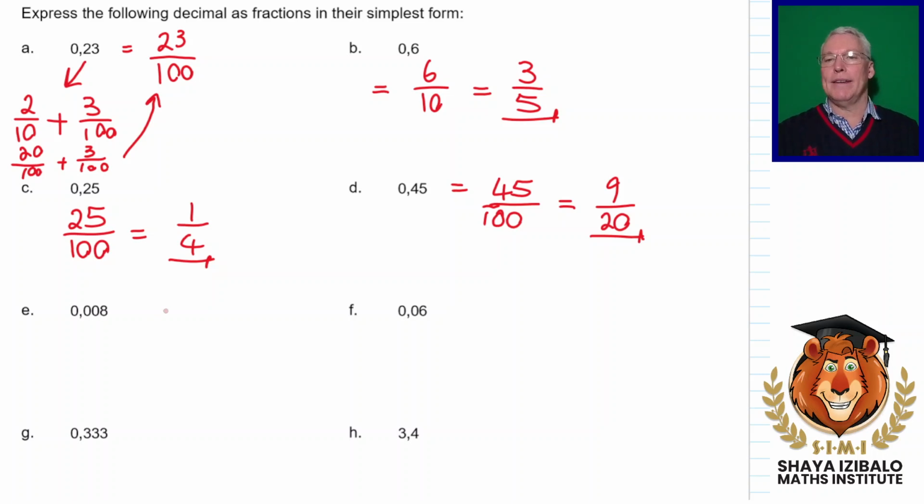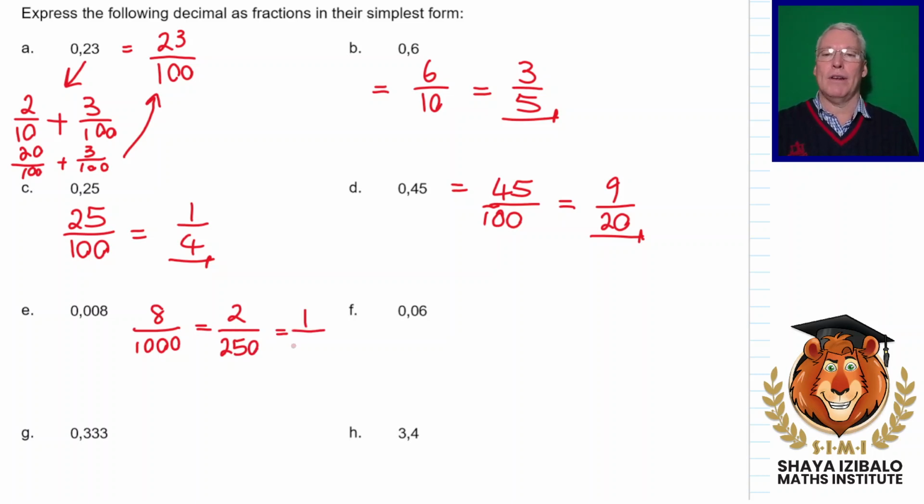This one is 8 thousandths. That's tenths, hundredths, thousandths. Now that can simplify because both of those are even, right? And so let's divide by 4, in fact. 8 divided by 4 is 2. And 1,000 divided by 4 is 250. These are both even, so we can divide by 2 again, and we actually get 1/125, 125th.